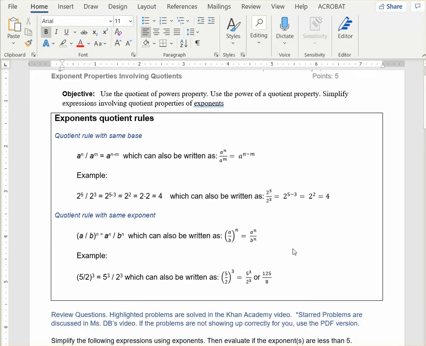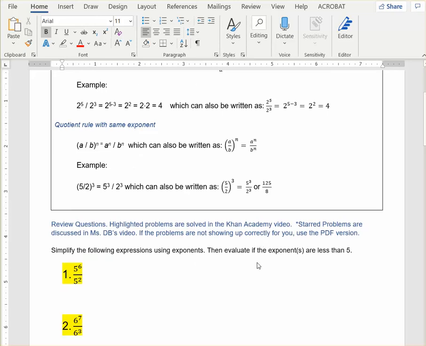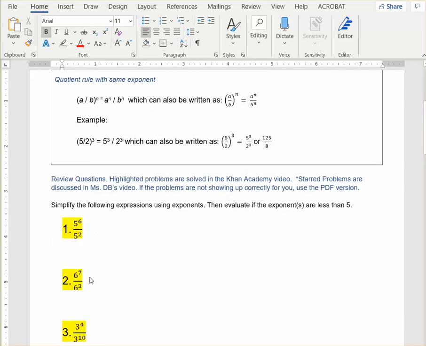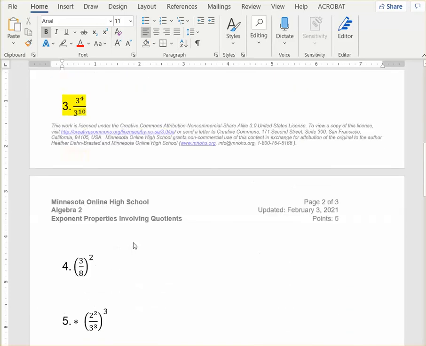So we're going to use those two rules or properties to simplify some of these problems on this worksheet. The ones that are highlighted are solved in the Khan Academy video, so I'm going to leave those for you to look at in the other video, and we will do a few more of the problems. If you cannot see all of these problems correctly on your version of Word, then you can open up the PDF worksheet, which will preserve the formatting no matter how your Word version looks. So you can open up the PDF version to see exactly how they should be.